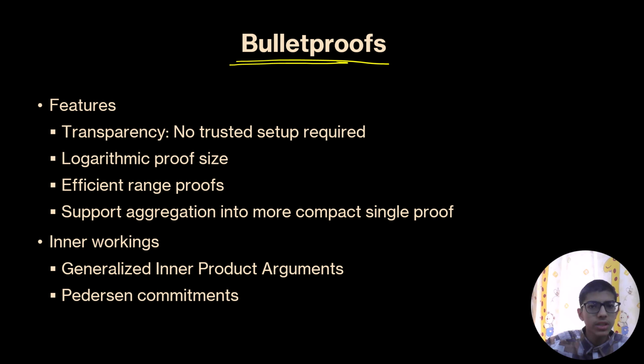For Bulletproofs, we have the major features: again we have transparency. Though they are a little longer than ZK-STARKs, they have ZK-SNARKs. Sorry, SNARKs are the fastest ones. They have a logarithmic proof size, that is, they are still compact, and many of them can be aggregated into a single proof.